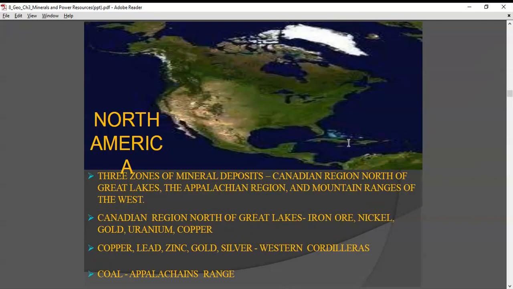Coming to North America, we have three zones of mineral deposits: the Canadian region and Northern Great Lakes, the Appalachian region, and the mountain regions of the West. In the Canadian region, the Northern Great Lakes, we have iron ore, nickel, gold, uranium. Copper, lead, zinc, gold, silver we have in the Western Colorados, and then coal we find in the Appalachian regions of North America.